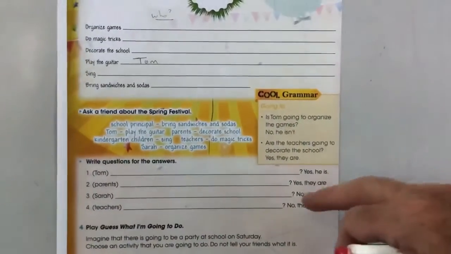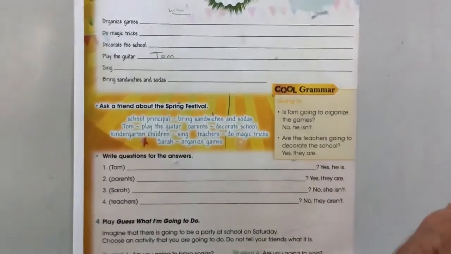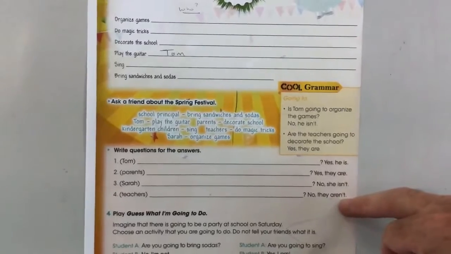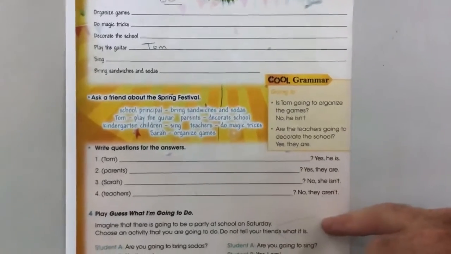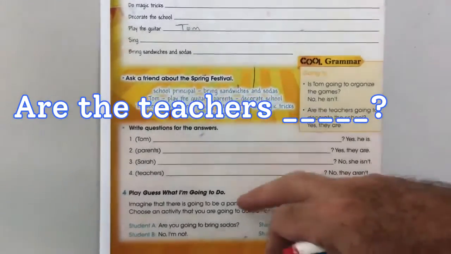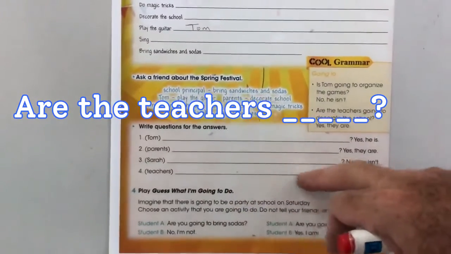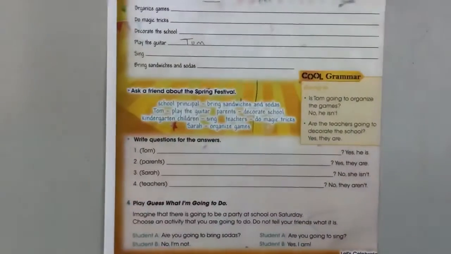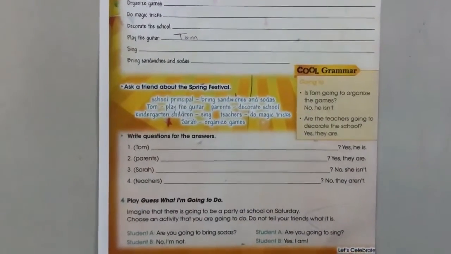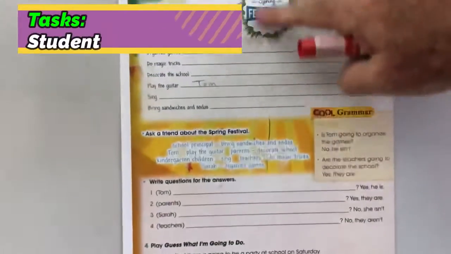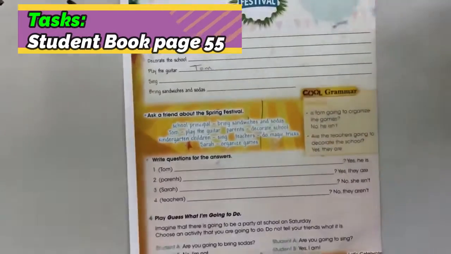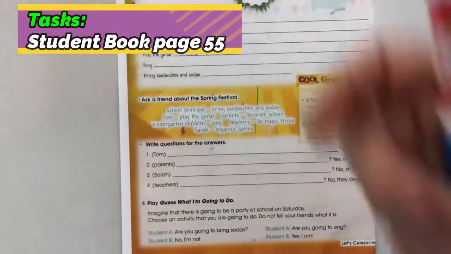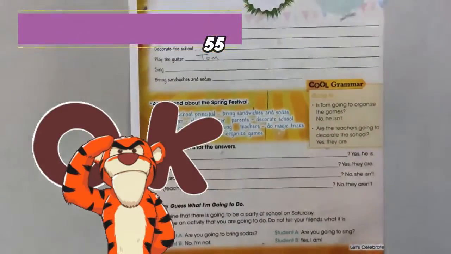Here we have to say something where the answer is no. And the last one, the teachers. The answer, no, they are not. So the question must be, are the teachers? And the answer to it is no, they aren't. So you must choose something that the teachers are not doing. Okay, so listening to the CD, those questions there on page 55, and then the 4 questions there using going to for the future tense. Okay.